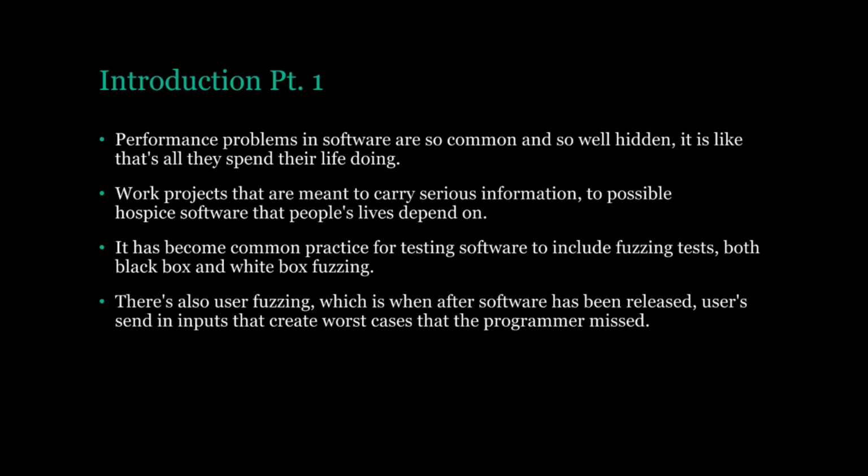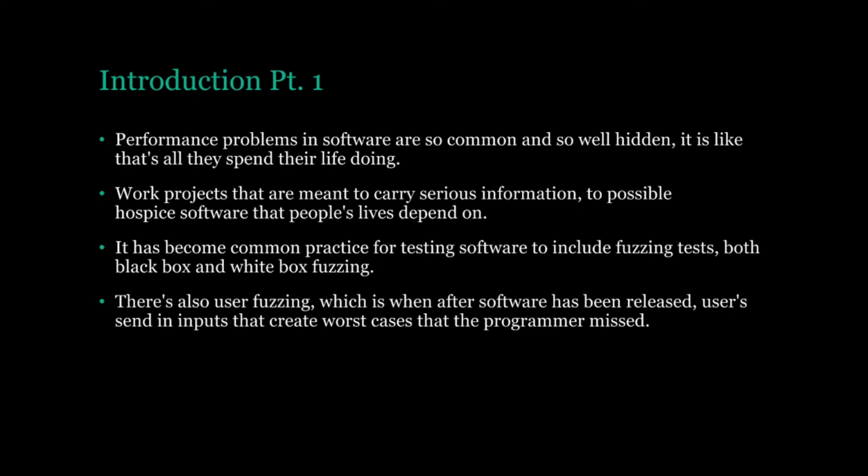So it has become common practice for testing software to include fuzzing tests, both black box and white box fuzzing, which I mentioned before. Fuzzing is when inputs are thrown into a program to see what happens. The goal is to try to activate the worst case behaviors of a program. Black box and white box fuzzing are basically, I don't know anything about this program, so let's throw as much as we can into it to see what happens. And I know everything about this program, so here are a few test cases I know will cause some kind of chain reactions.